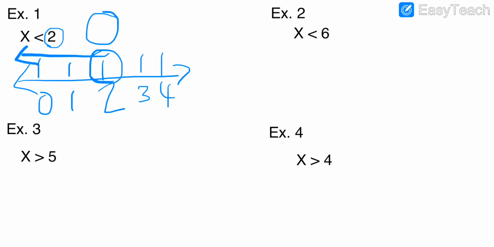Yep, that is correct. So I want you to try example 2 here on your own. Okay, I want you to pause the video and I want you to try it.